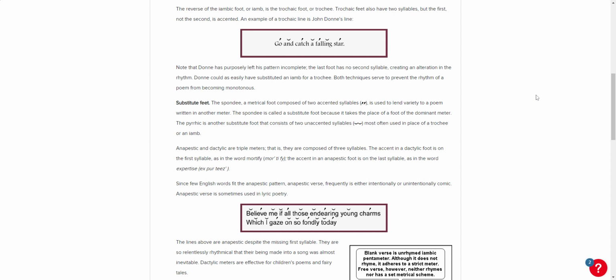In the second part of this section, they're talking about all of the different exceptions to the rules that are like the iambic, trochaic, dactylic, anapestic. And so these exceptions are when the syllables don't exactly follow the pattern, and that's okay. But just kind of know that they each have their own little names. In the example, go and catch a falling star, it doesn't exactly follow that trochaic meter because it cuts that last foot short.